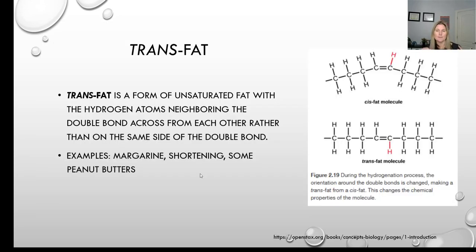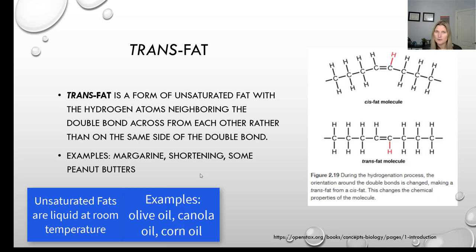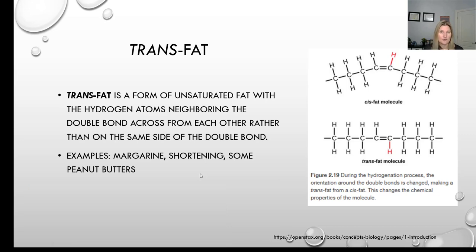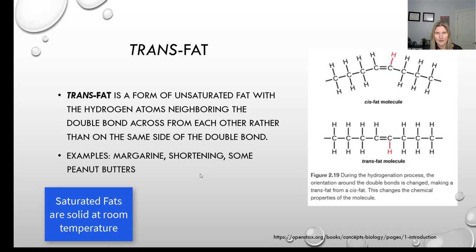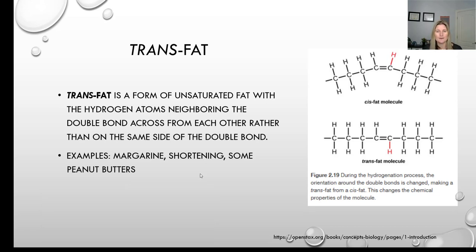Now in nutrition, we think of unsaturated fats as common in vegetable oils. Unsaturated fats tend to be liquid at room temperature, like olive oil and canola oil. Those are all examples of unsaturated fats. Saturated fats tend to be solid at room temperature. So think of butter, or if you have a piece of meat, there's solid fat in there, things like that. It would be solid at room temperature.